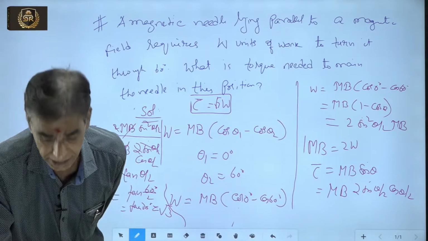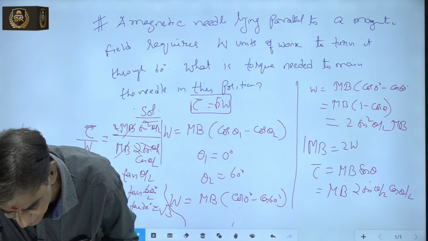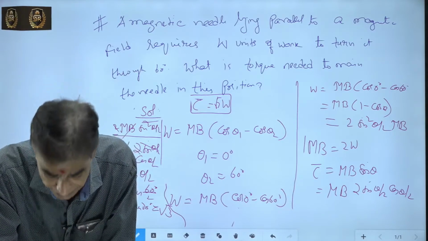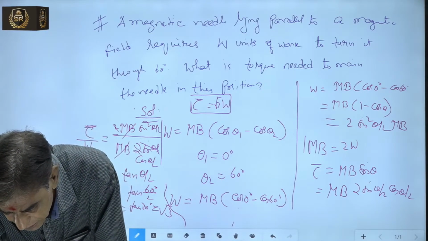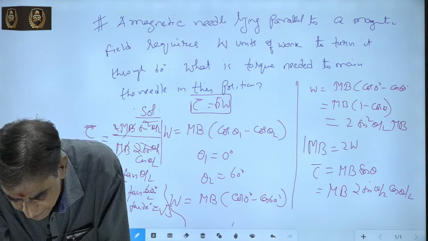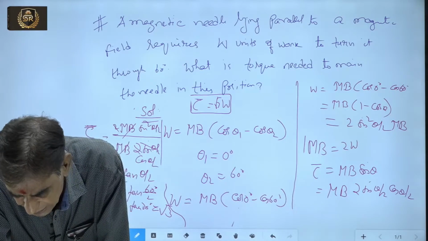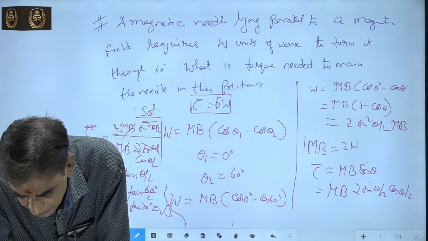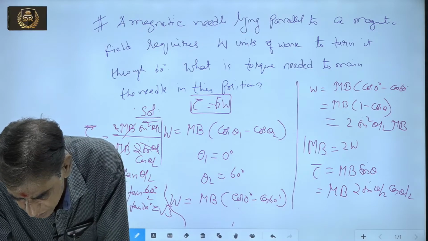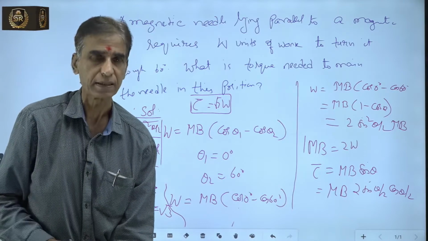A bar magnet has a magnetic moment 2.5 joule per Tesla, another unit of magnetic moment, and is placed in a magnetic field of 0.2 Tesla. Calculate the work done in turning the magnet from parallel to anti-parallel position relative to the field direction. Parallel to anti-parallel. See that.